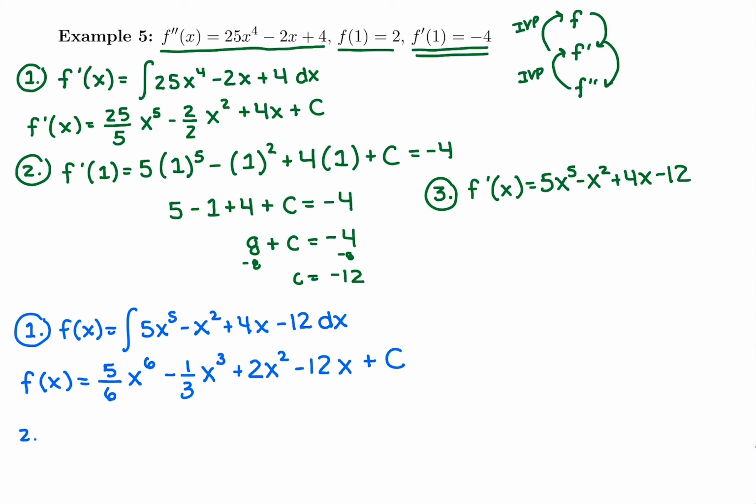Now we're going to do our second step. We're going to plug in the other point. F of 1 is supposed to equal 2. So we're going to use that to solve for what c is. So I'm going to plug in f of 1, which is going to be 5/6 times 1 to the 6, minus 1/3 times 1 to the 3rd, plus 2 times 1 squared, minus 12 times 1, plus c is supposed to equal 2.